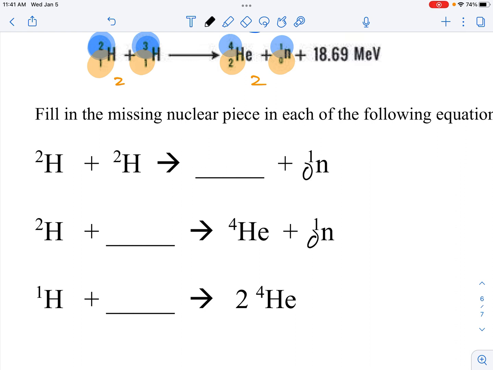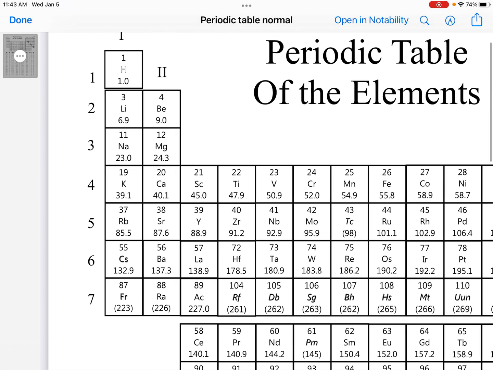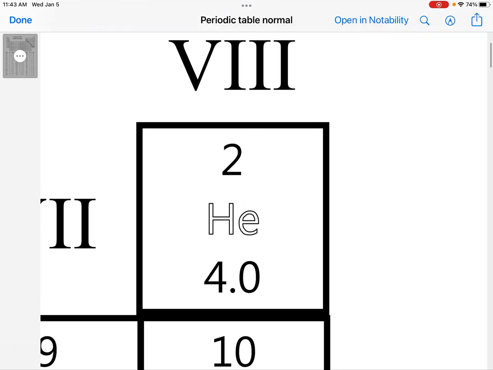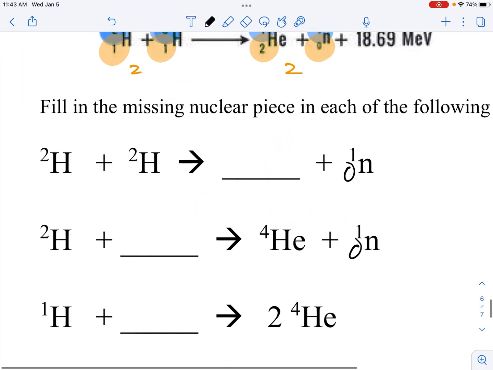Now, the nice thing is there's a whole lot of hydrogen and helium involved in this. So when we look at hydrogen and helium on the periodic table here, hydrogen is number 1 and helium is number 2. So that's nice. Don't even have to look those up anymore. So hydrogen here is number 1 and number 1.